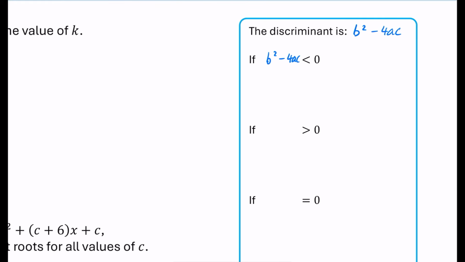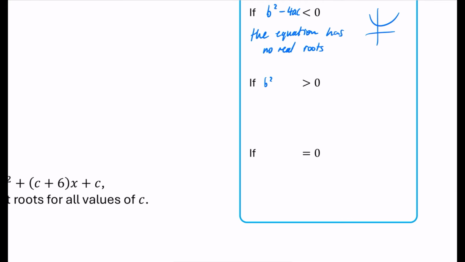So if the discriminant is less than 0, it means the equation has no real solutions, or no real roots. Let's do it as no real roots. And if it was a quadratic that we would be looking at on a diagram, it would be something like this, where it's not crossing the axis. If the discriminant is greater than 0, then the equation has two distinct roots. It's your classic kind of quadratic where it's crossing in two places.